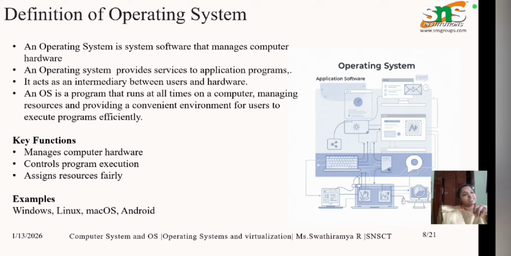So the operating system is responsible for managing the hardware resources and the software. That is, it manages the hardware resources like the CPU, memory, storage devices, and input-output devices. All those things come under the hardware resources.